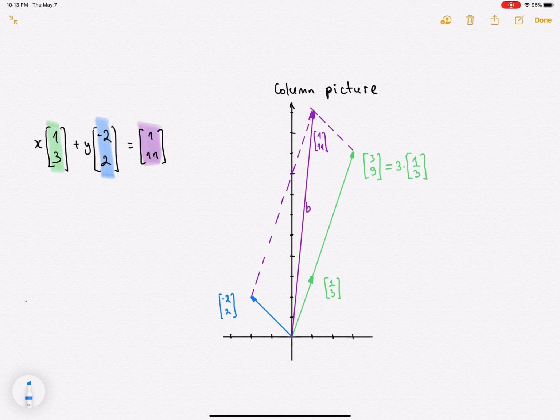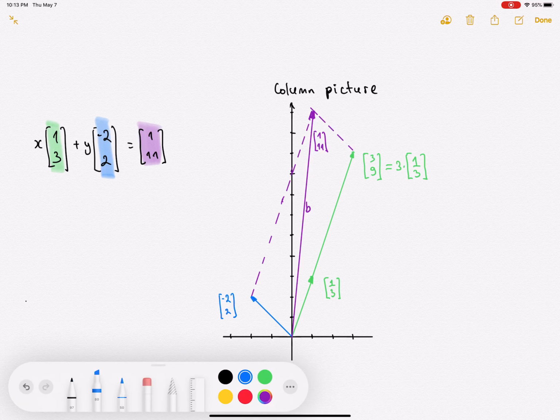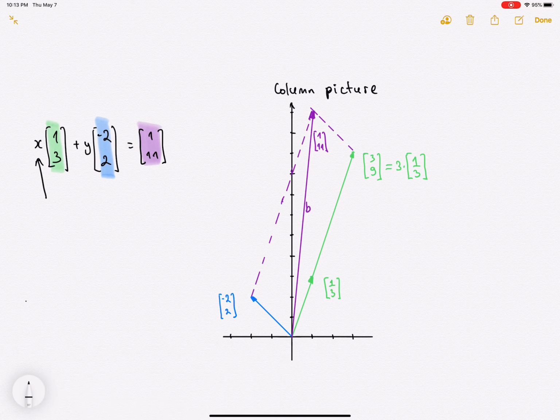Now if you look on the picture, if we multiply the vector 1, 3 by 3, that just means triple the vector, you get the vector 3, 9. And the vector negative 2, 2 is just multiplied by 1, which means what we've done is we've replaced 3 for x, and we have replaced 1 for y. So 3 times the green vector plus 1 times the blue vector gives us the purple vector, essentially. So you see the pictures are very different, and they reveal different aspects of the same story.